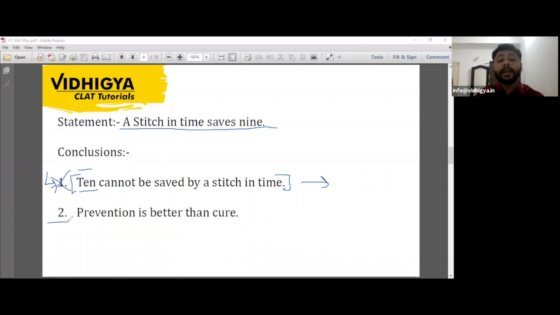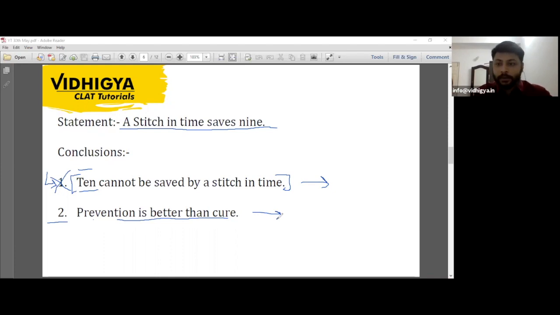Now second, prevention is better than cure. When you talk about prevention is better than cure, and when you talk about a stitch in time saves 9, if you solve a problem in time, it will save that very long period of struggle. So if you want to do that, you should stitch in time, and you should make that act of placing that stitch in time before it gets too late. This can run in your mind, and on that basis, prevention is better than cure. This seems to be the correct answer, but it is actually a misleading option.